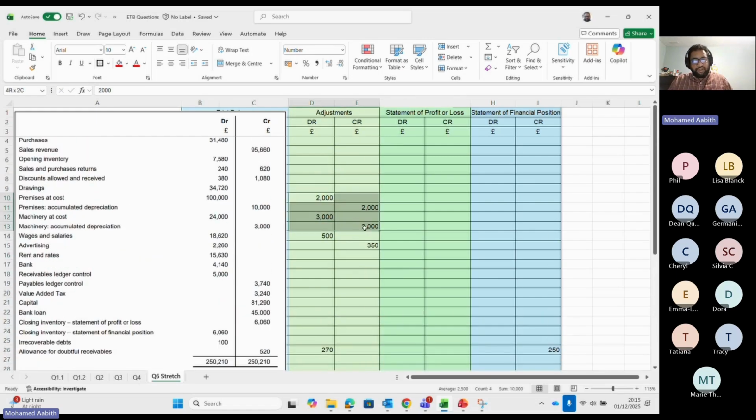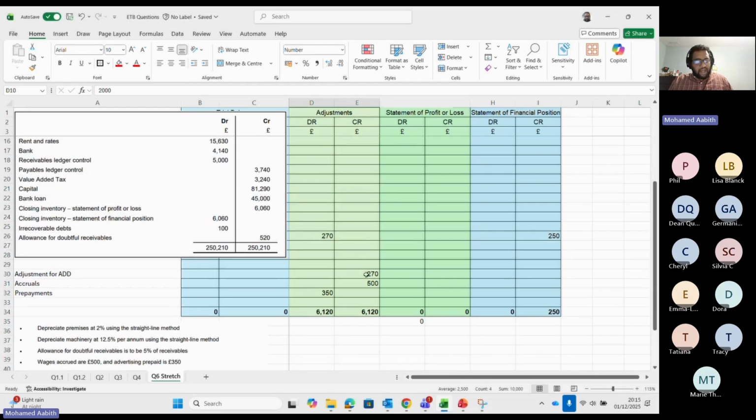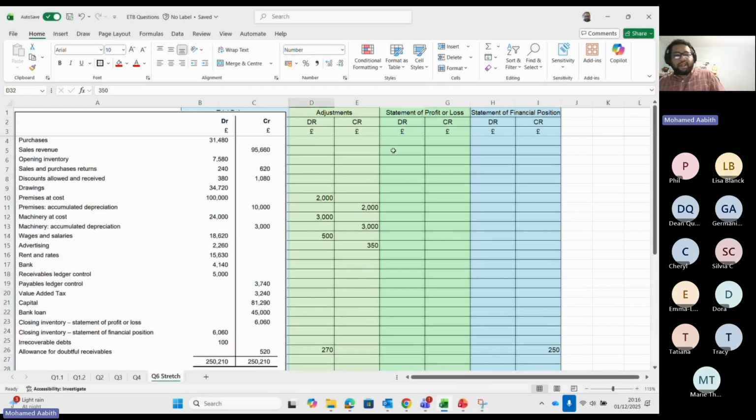So we have done all the adjustments. We have two for depreciation, one for the allowance for doubtful debt and its adjustment, one accrual and one prepayment. It's already been done now. So let's finalize our numbers.